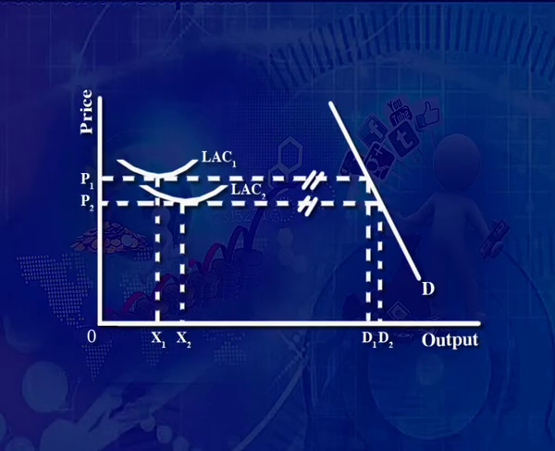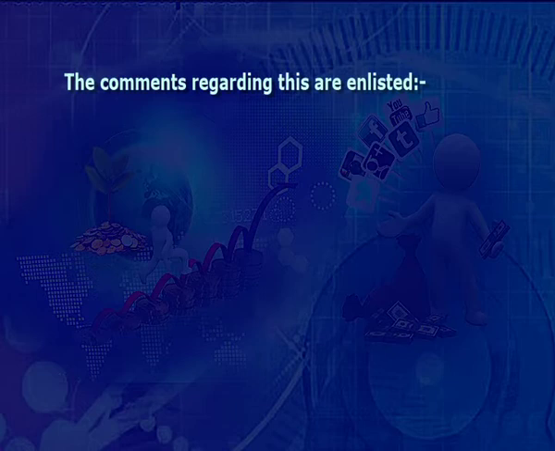This is illustrated in the figure by a downward shift in the long run average cost to LAC2, which increases optimal scale to X2 and reduces the competitive price to P2. Concentration will increase in competitive equilibrium if the growth in market size, that is D2 upon D1, is less than the increase in optimal scale, that is X2 upon X1. The comments regarding this can be specified here.